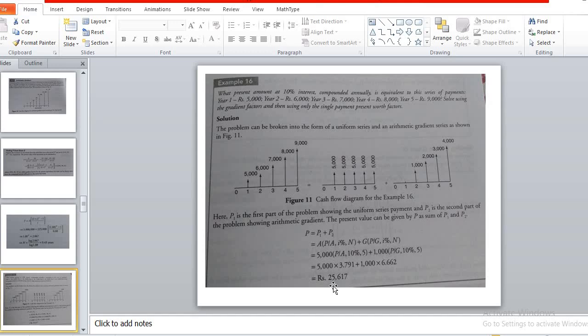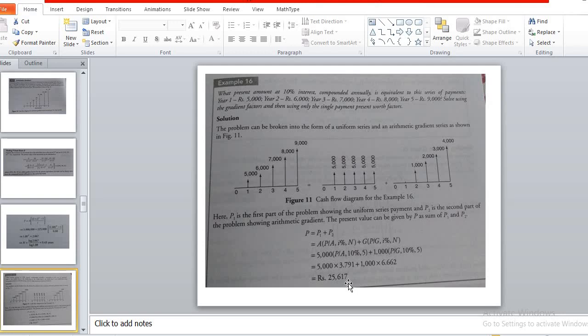So in the arithmetic gradient, each year there is some increment, and that increment you consider like this. In this condition, the total present value comes as 25,670. This is the example based on this arithmetic gradient.